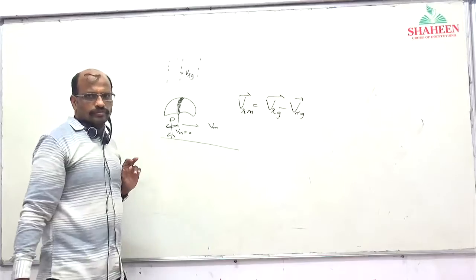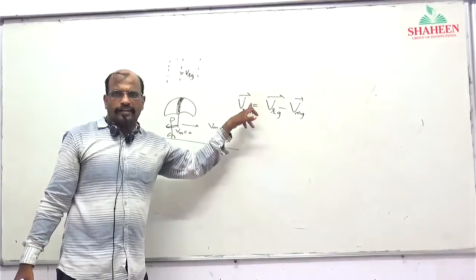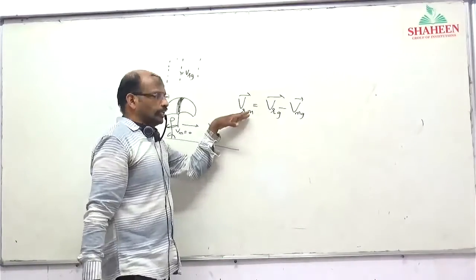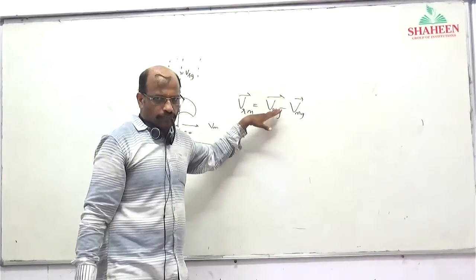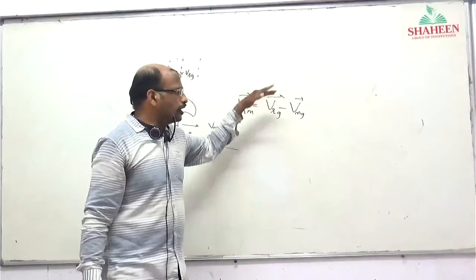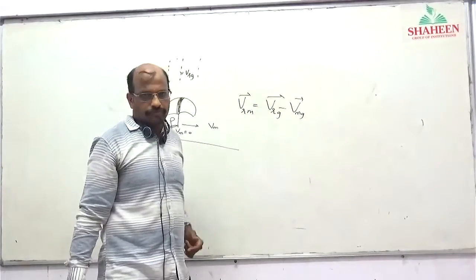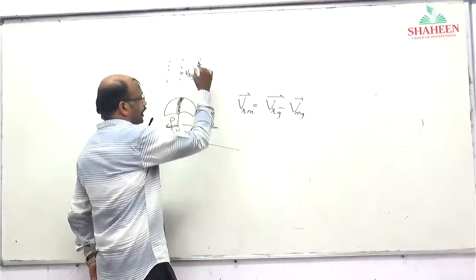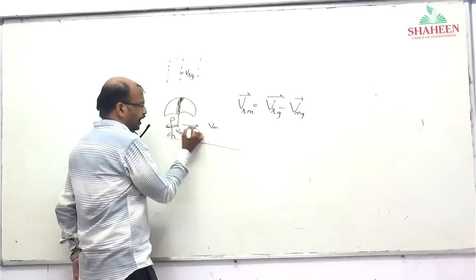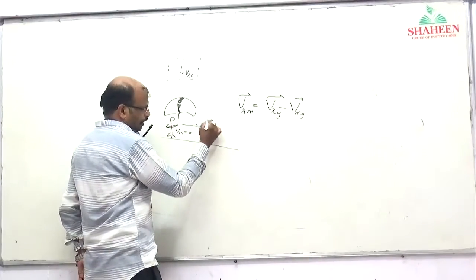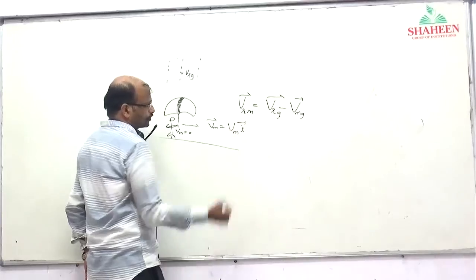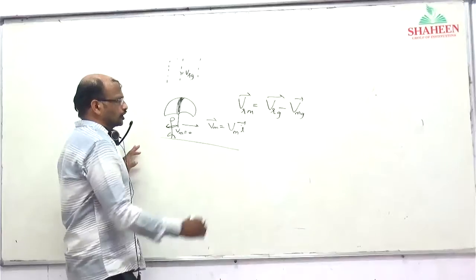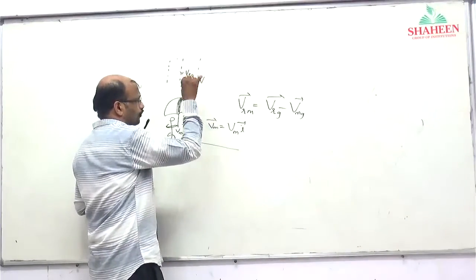Velocity of rain minus velocity of man. Is this clear? Relative velocity of rain with respect to man is a vector equation I am writing here. Relative velocity of rain with respect to man is absolute velocity of rain with respect to ground minus velocity of man with respect to ground. Velocity of rain with respect to ground is in the downward direction. Velocity of man is due east. I can write this as Vm i vector.